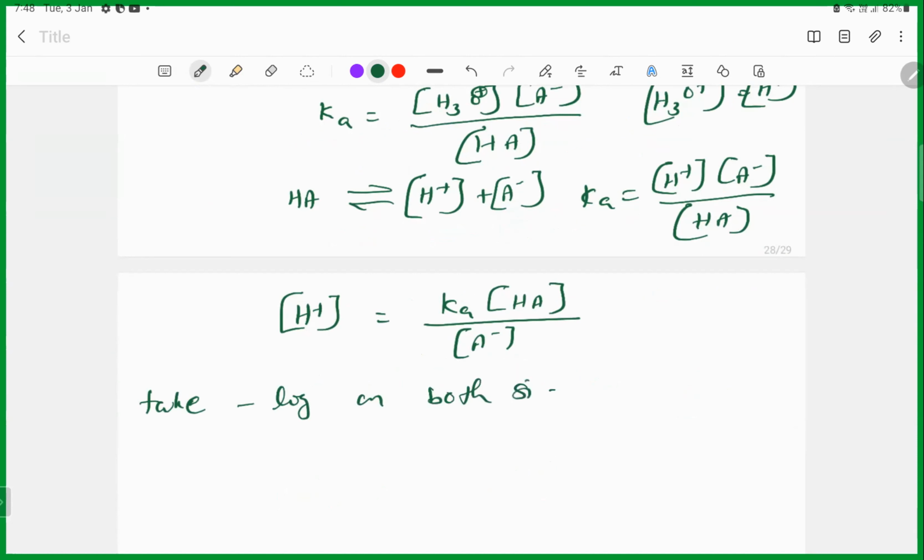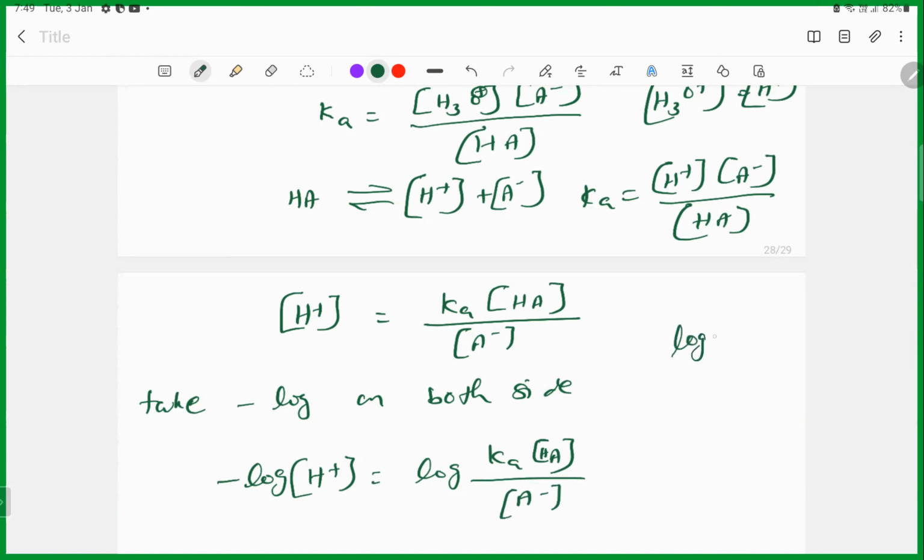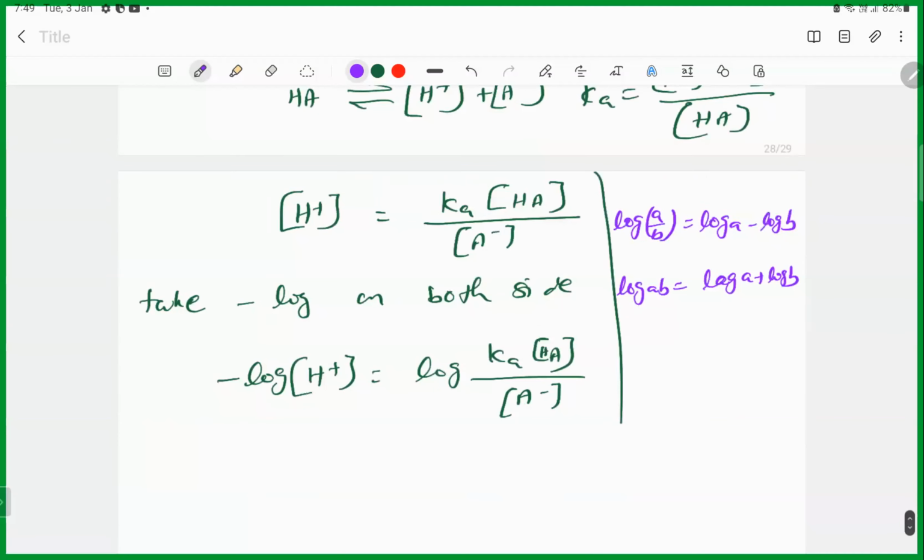So taking minus log, what comes? Minus log H plus plus log of Ka into HA divided by A minus. So log A by B is equal to log A minus log B. Log AB is equal to log A plus log B. So this is the rule.